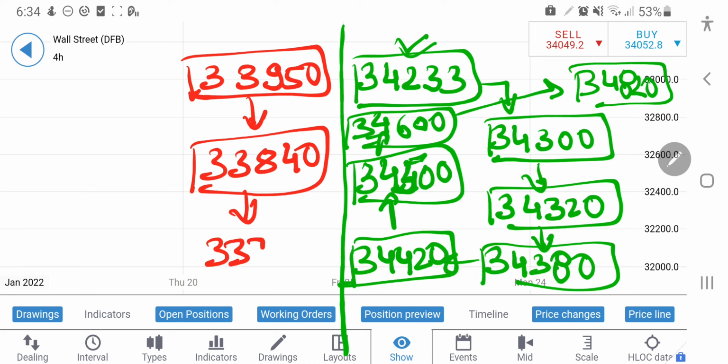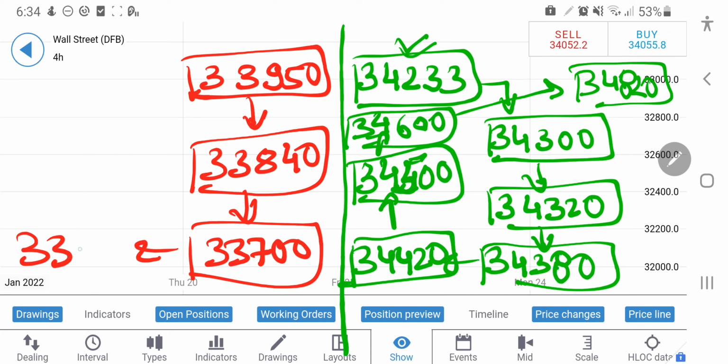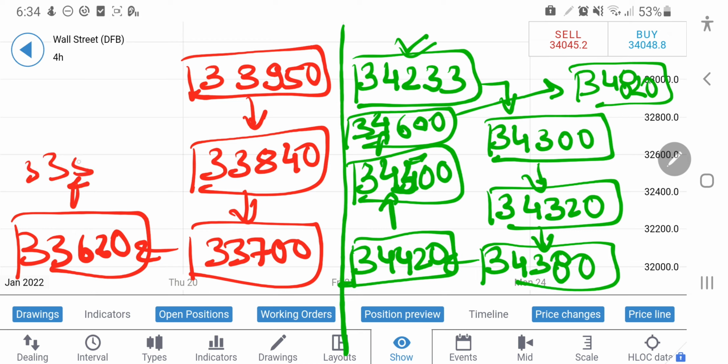33,700 and then 33,620, 33,500. So leave aside 5-10 points plus minus, but mostly below 33,950 it will break strongly towards 33,840, 33,700 at least.